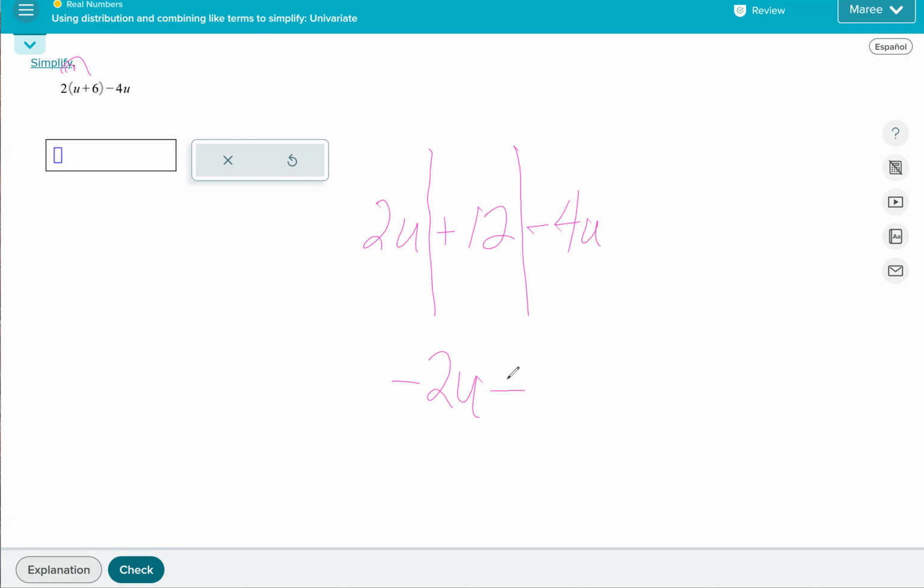And then we add our plus 12 on the end. That doesn't need to be combined with anything, but it still needs to be part of our answer. So we're going to put negative 2u plus 12. And we'll do another one just for a little bit more.